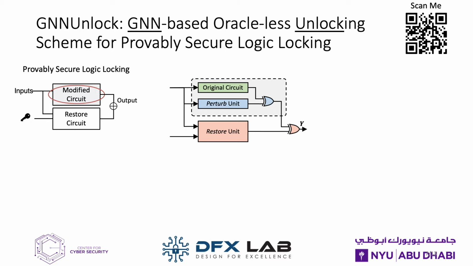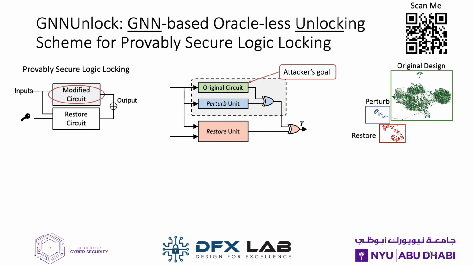And if we look at this implementation, if the attacker is able to figure out where the perturb unit and the restore unit are implemented within the circuit, they can remove those and obtain the original circuit without any errors. And this is what we do in GNN-Unlock. We represent the circuit as a graph, and what we have noticed is that these perturb and restore units, so basically these protection blocks, have some specific properties. And while studying the properties in the graph representation, we are able to differentiate between these different blocks.